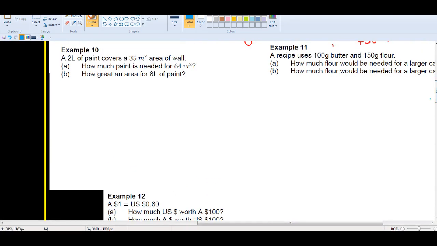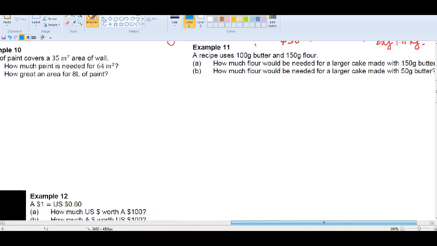Okay, so we are going to try one more. This time, 2 liters of paint cover 35 meter square area of wall. Can you do this one? I'm going to give you time. You try yourself or do this one, and also the next one as well.